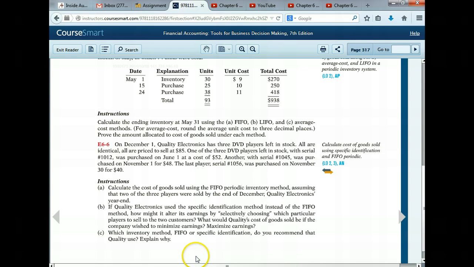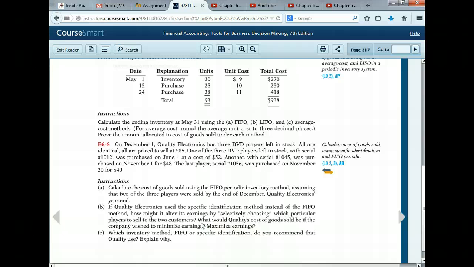If Quality Electronics used the specific identification method instead of FIFO, how would it alter its earnings by selectively choosing which particular units to sell? What would Quality's cost of goods sold be if the company wished to minimize earnings or maximize earnings? So all are identical, all are priced to sell.